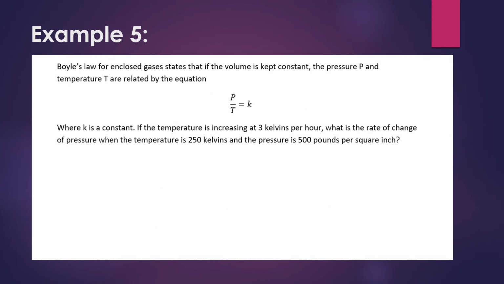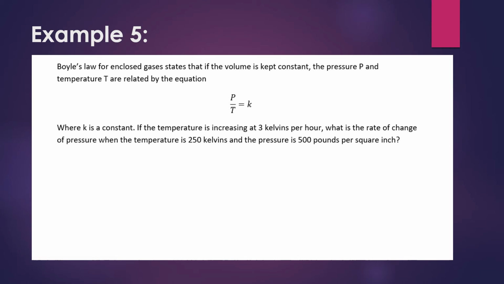All right, so Boyle's law for enclosed gases states that if the volume is kept constant, the pressure P and the temperature T are related by the equation P over T equals K, where K is a constant. If the temperature is increasing at 3 Kelvin per hour, what is the rate of change of pressure when the temperature is 250 degrees Kelvin and the pressure is 500 pounds per square inch?